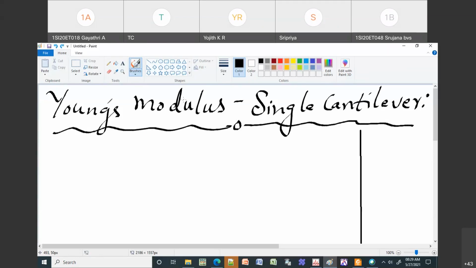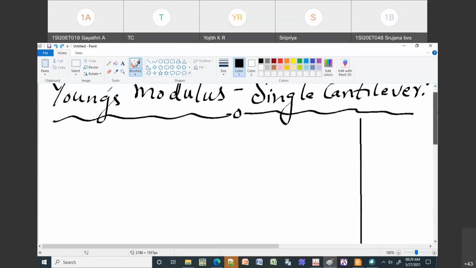So how do we get the Young's modulus of a given material? I will give you a stainless steel beam. A beam is like a scale, and I will ask you to find its Young's modulus, or I will give you an iron rod and ask you to find the Young's modulus of that. So how do we do that experimentally? Here we are going to get the empirical formula for finding the Young's modulus.